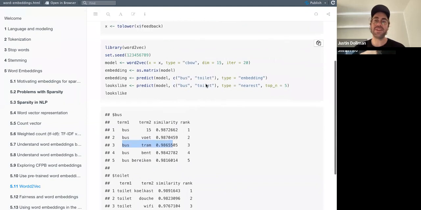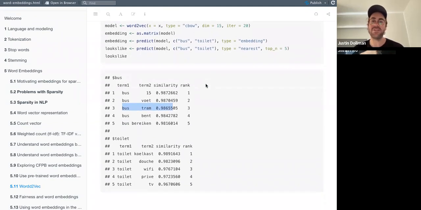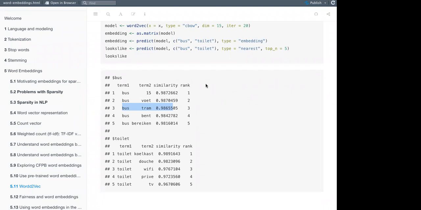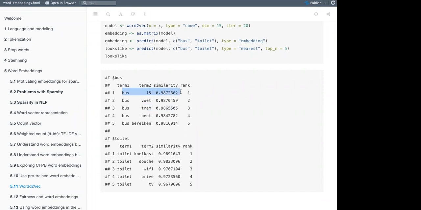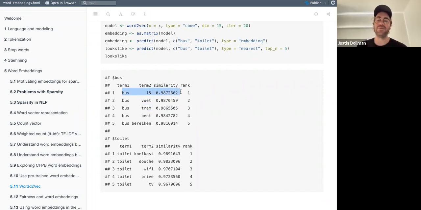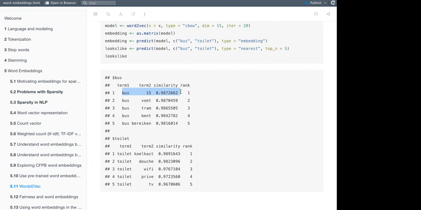One thing that is relevant to what we're talking about is that those similarity scores are so much higher than what was even in the book. It's kind of nice that bus and tram are so similar, but it's very weird that bus and 15 are so similar. I do not think bus and 15 are that related. So one thing is that you cannot just go and use embeddings. Sometimes you need a human in the loop to see whether things make sense or not.